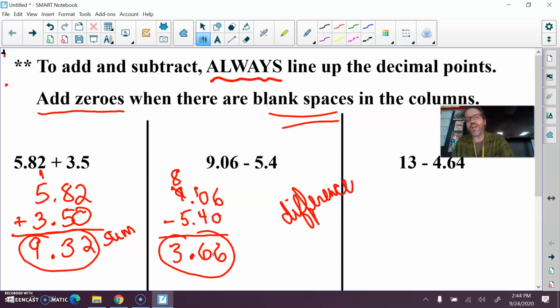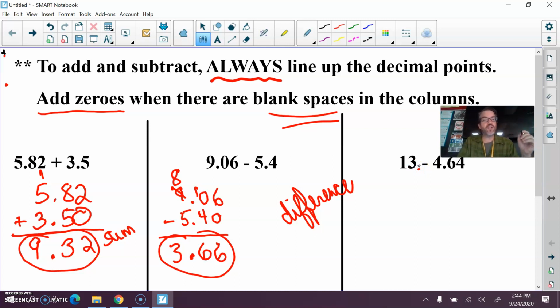All right, now I have another subtraction problem over here, but now I have 13, a whole number, minus 4.64. The 4 here is in the ones place. It's the whole value. The 64 hundredths is your decimal portion of that number. If I want to line up the decimal points, I need to know where the decimal point is here. Mrs. Weiss was talking about the metric system and where the decimal point is when you have a whole number. Well, it's at the end of the number. So 13 is really 13.0000. You can put as many zeros there as you wish.